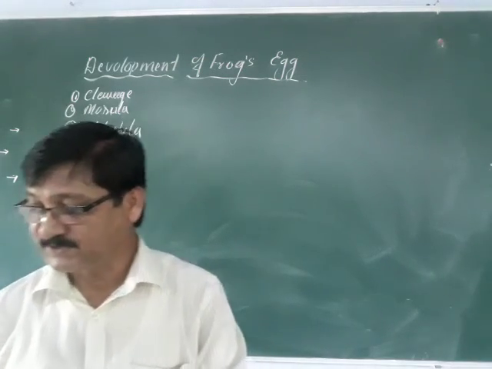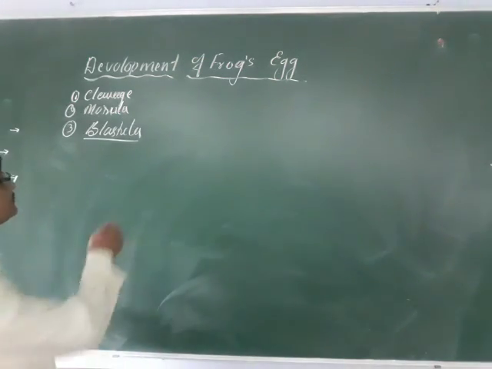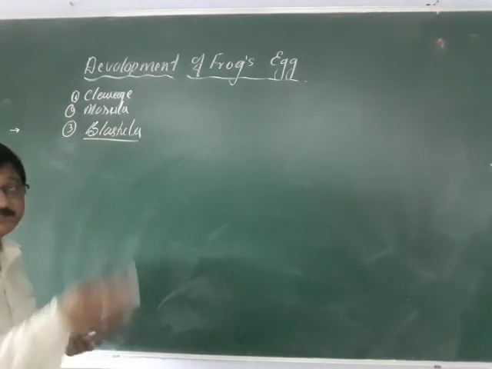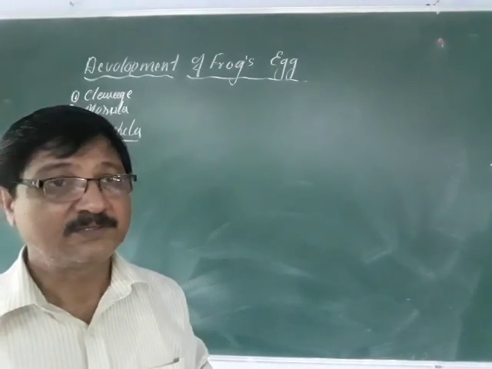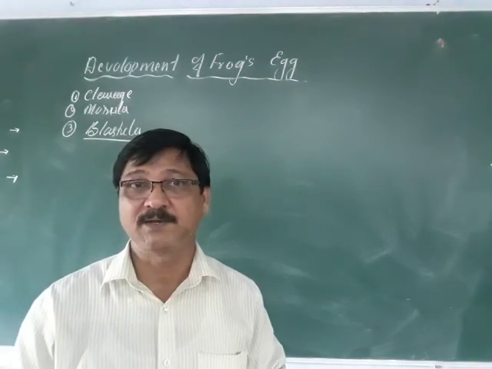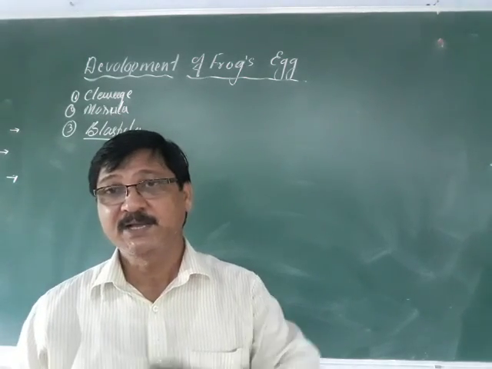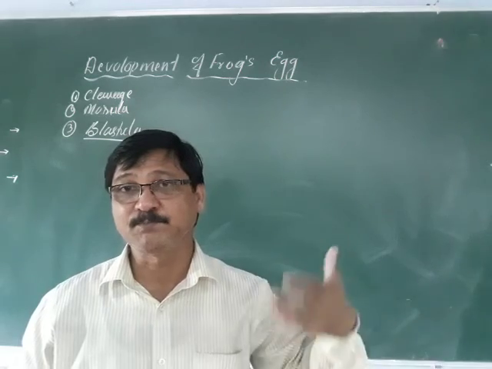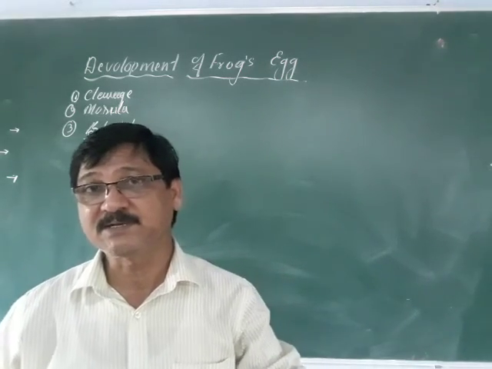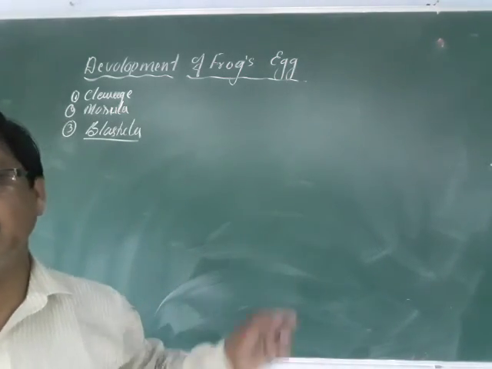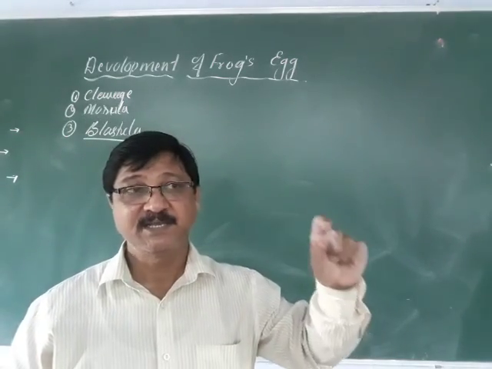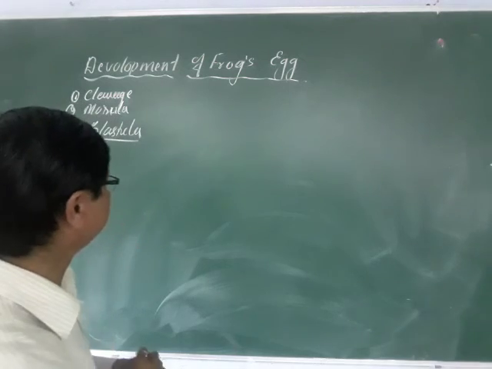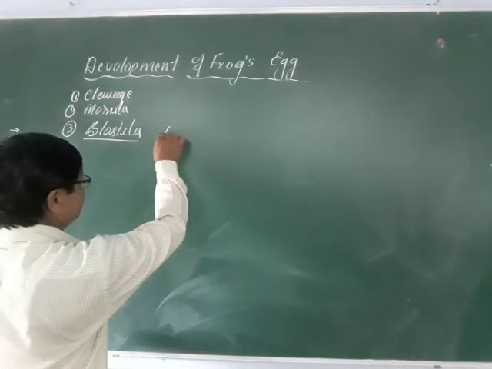Formation of the blastocele. So, how to define blastulation? The formation of blastula is called blastulation. It is the process of formation of blastula from the morula, or you can say the morula converts into blastula, and that process is called blastulation, which results in the main characteristic feature of the blastula, the blastocele.